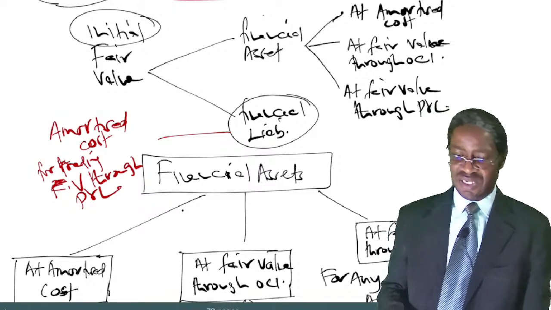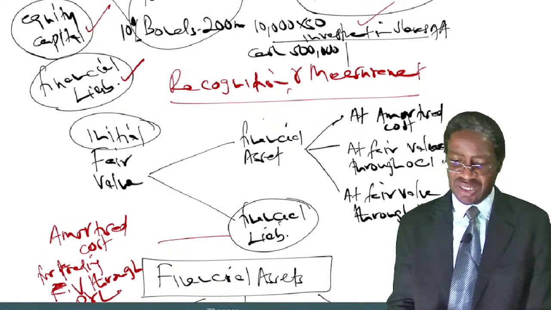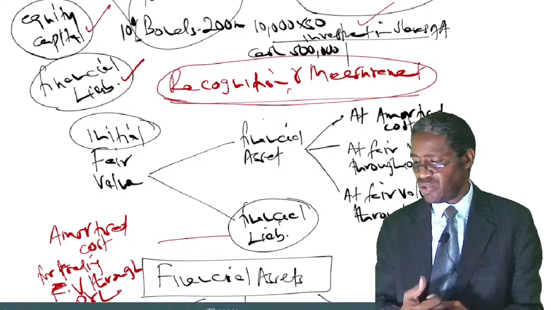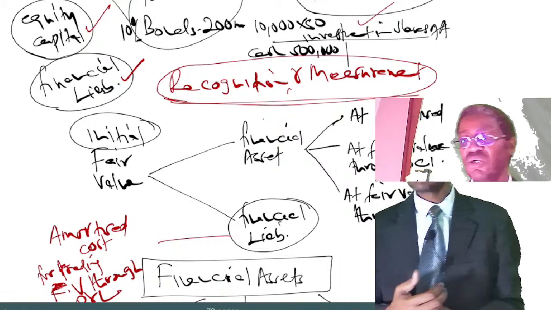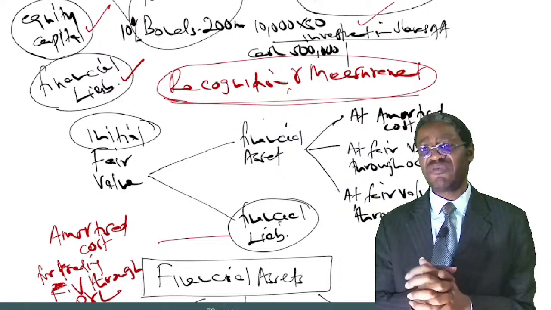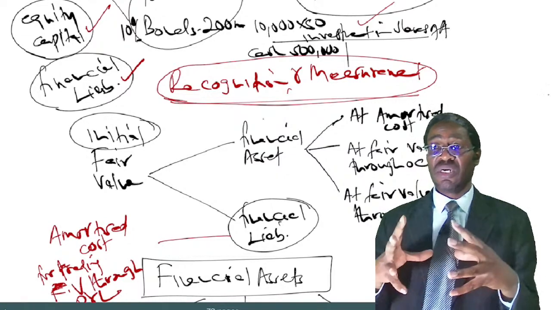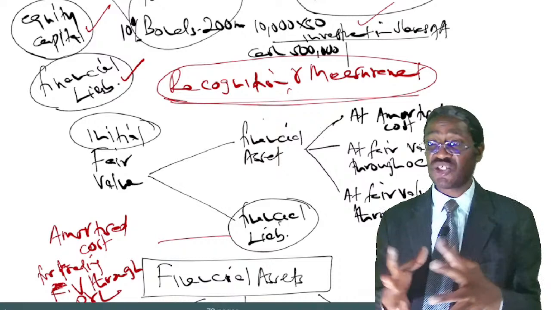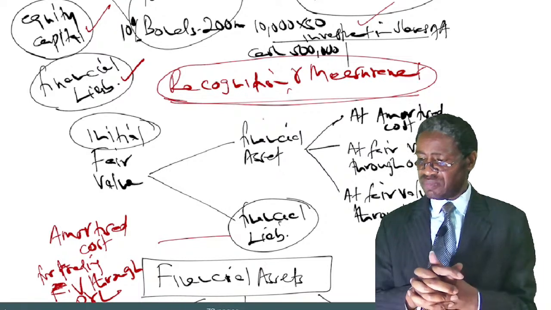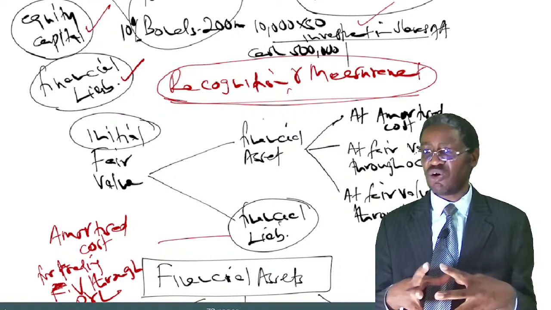Good. Now, let's put down the summary of what we have already said. We are discussing the topic of recognition and measurement. Let's put down the summary note on that now. So, write summary as a subheading: recognition and measurement of financial instruments.